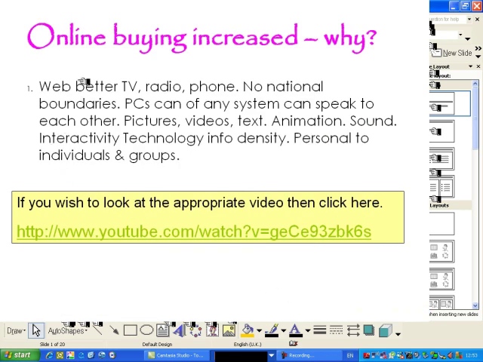You can see here is that web is better than television, radio, or phone. Or perhaps you can't see it, but you should be aware that it is. There are no national boundaries to this. The PCs can go into any system you care to speak of and link with each other. And they can do it in pictures, video, text, animation, and sound. There's interactivity of the technology.